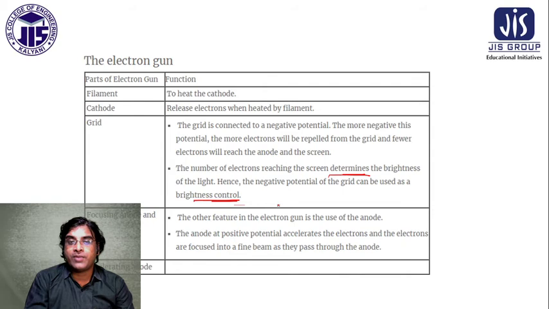Focusing anode, the others, other features of this electron gun is used for the anode. The anode is at positive potential to accelerate the electrons, and the electrons are focused into a fine beam as they pass through the anode, the accelerating anodes. Okay.